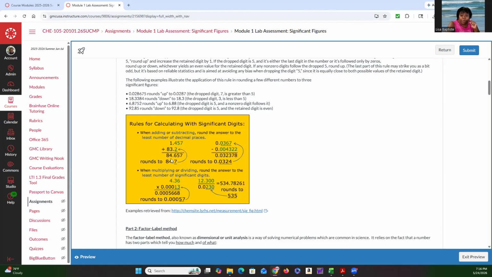So in the calculator, we would get 84.657. We want to round that to 84.7. Just as a reminder, we want one decimal place. So the 6 is what we're going to keep. We look at the 5 to see if we round it up or we keep it the same. Because this is a number 5, remember 5 or greater, we round it up. Less than 5, we keep it the same. All right. So let's look at the next number. 0.0367 has four decimal places.